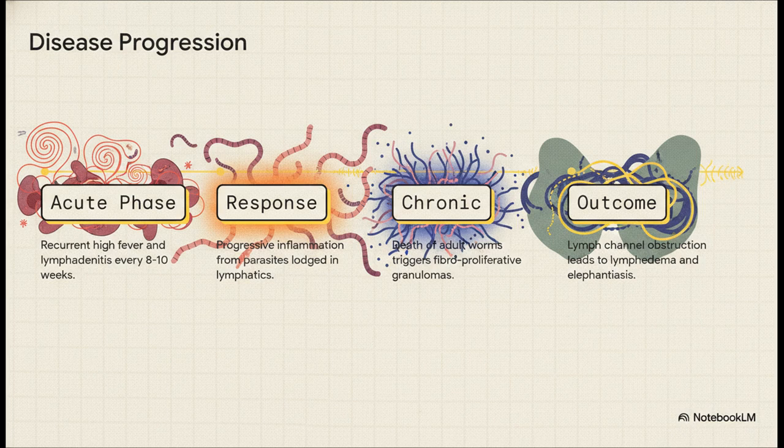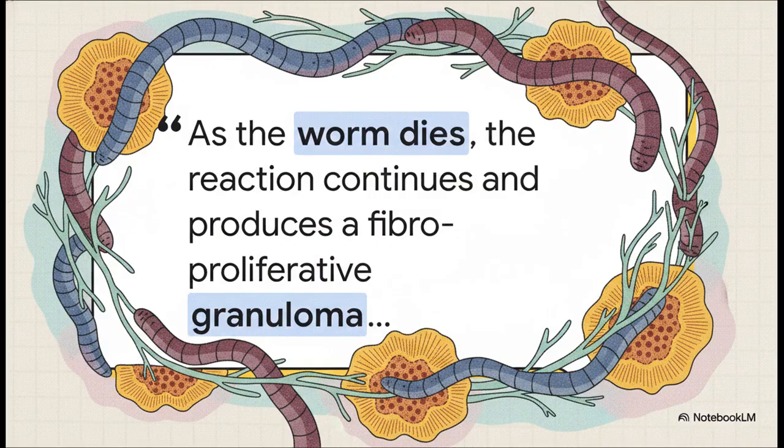But the major lasting damage actually happens later, in the chronic phase. And this quote right here, this is the key pathological event. It's not the living worm, it's the body's super intense inflammatory reaction to the dead and dying adult worms that causes the real problem. The body forms what's called a fibroproliferative granuloma. So let's break that down.